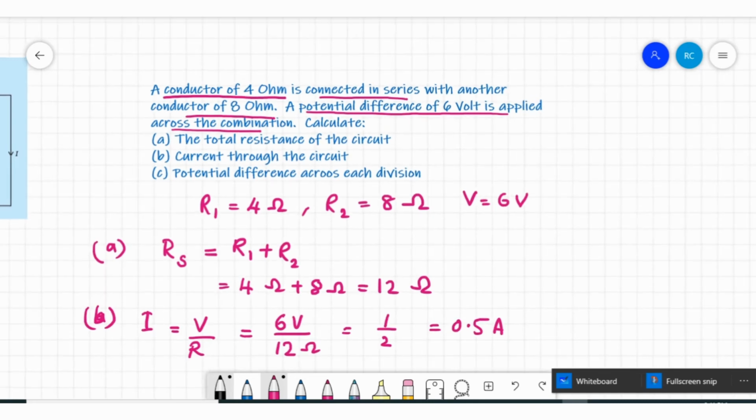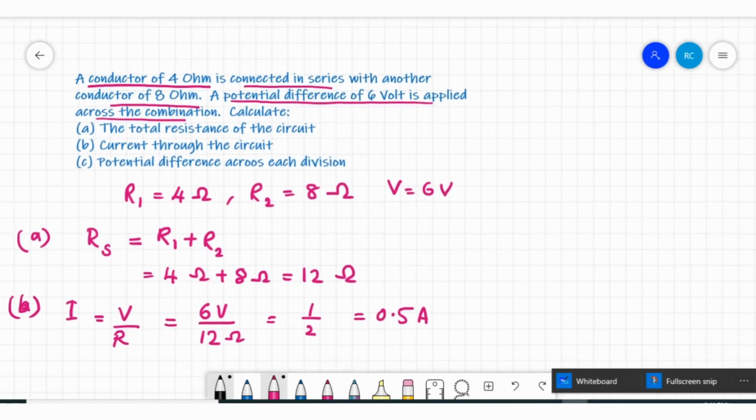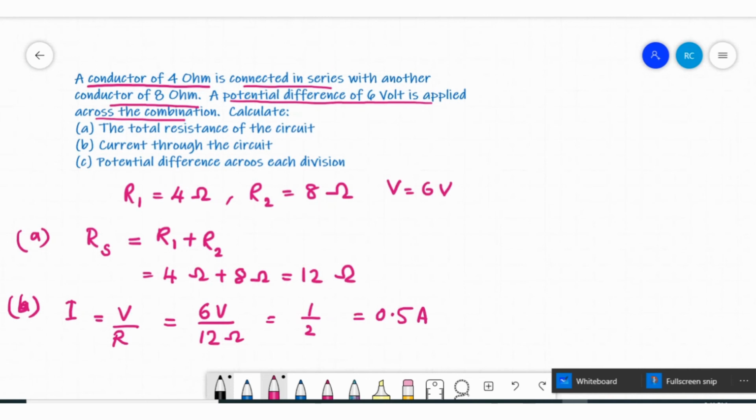Now, the third one, question C: potential difference across each conductor. There are two conductors here, each with a different resistance. One has 4 ohm resistance and the other has 8 ohm resistance. So you need to calculate the potential difference across each conductor.